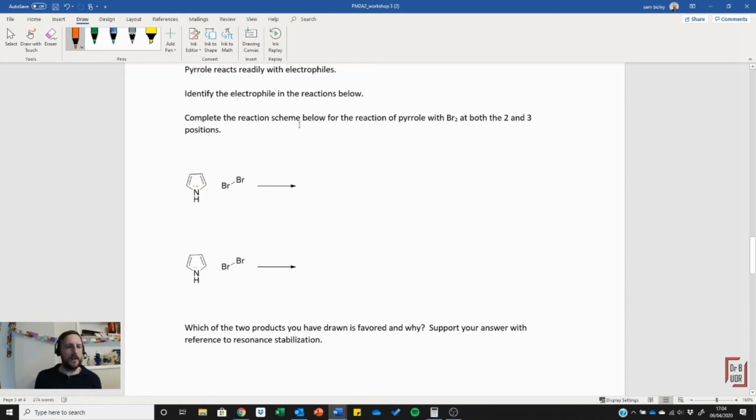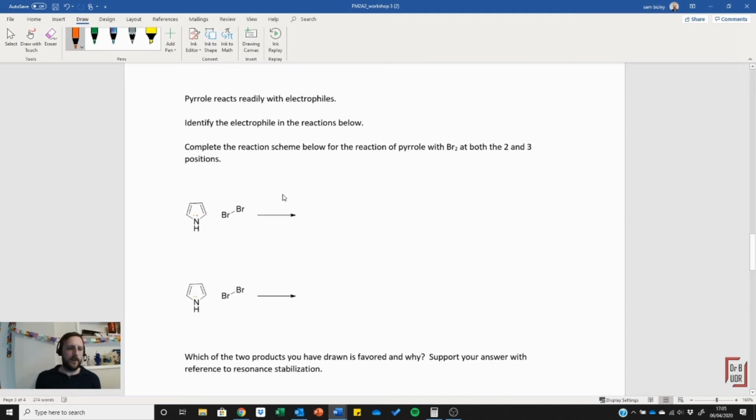So the question is to complete the reaction scheme below for the reactions of bromine, Br2, at both the 2 and 3 positions. And at this stage it wants you to also identify what the electrophile would be in this case. So the first thing you need to do is know where positions 2 and 3 are before you can even answer the question. The numbering of these cyclical structures always starts from the heteroatom. So we've got this number 1, this becomes number 2, and this number 3.